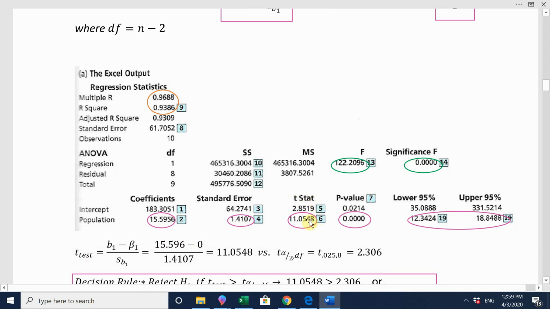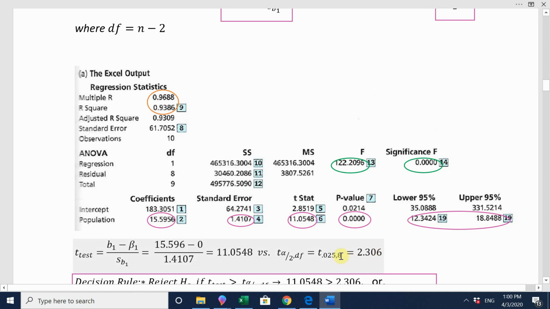So you don't even need to compute the t-stat. If you know how to read the output, then you can actually extract all the needed information to answer your questions. So this t-stat value must be compared to a critical t-value. Now I need to go look at my t-table and determine what that critical value is.